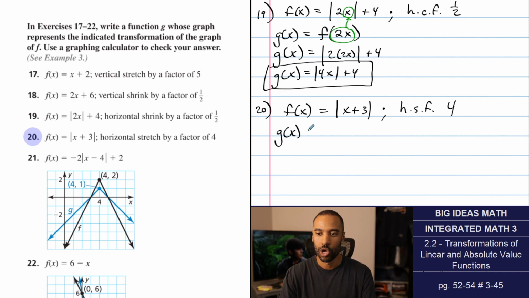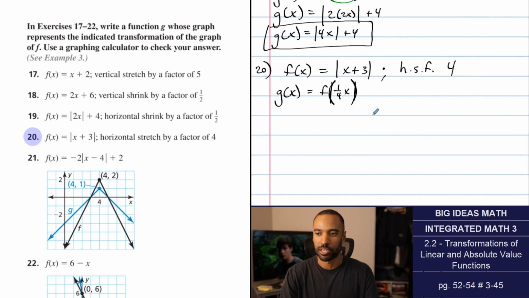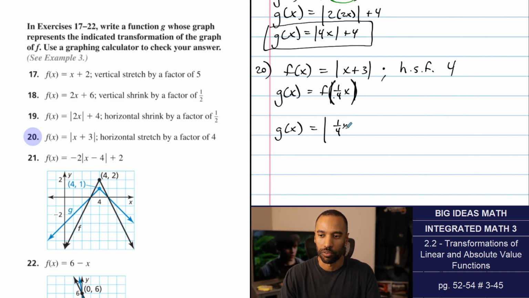So for g of x, if everything's going to be 4 times as big, we have to counter that by having everything 1/4 the size. That's what makes x's 4 times as big as they were. Those should totally be parentheses, my bad. So that goes inside there because it's horizontal. And let's take a look at what happens here. So g of x equals, remember, it's going to be replacing x. So absolute value of 1/4 x plus 3.